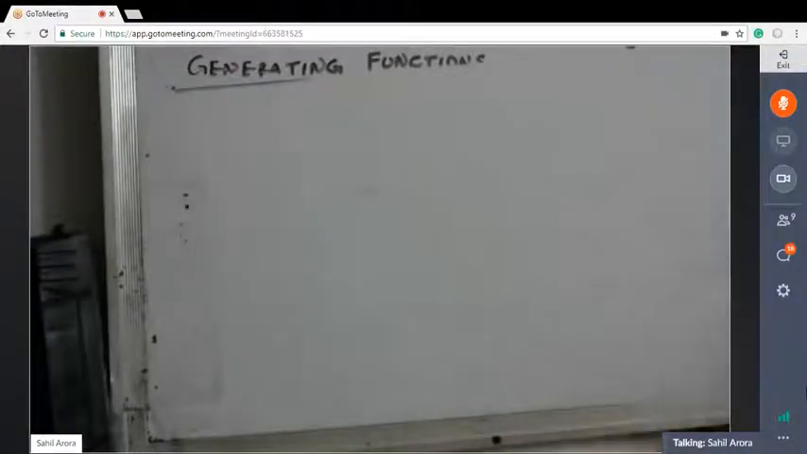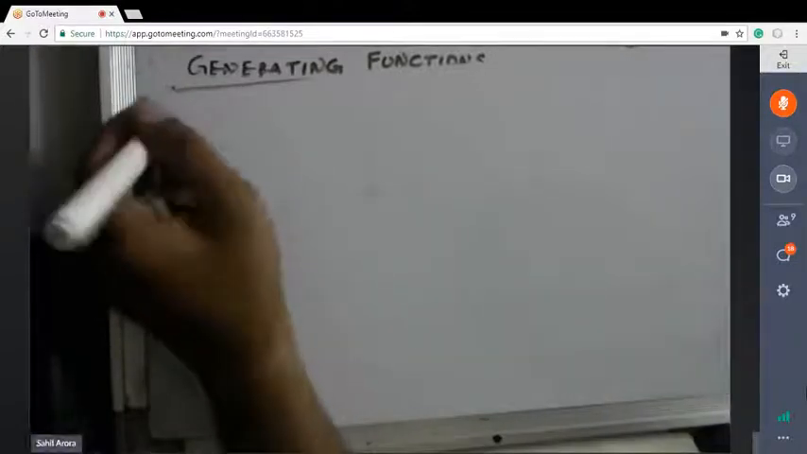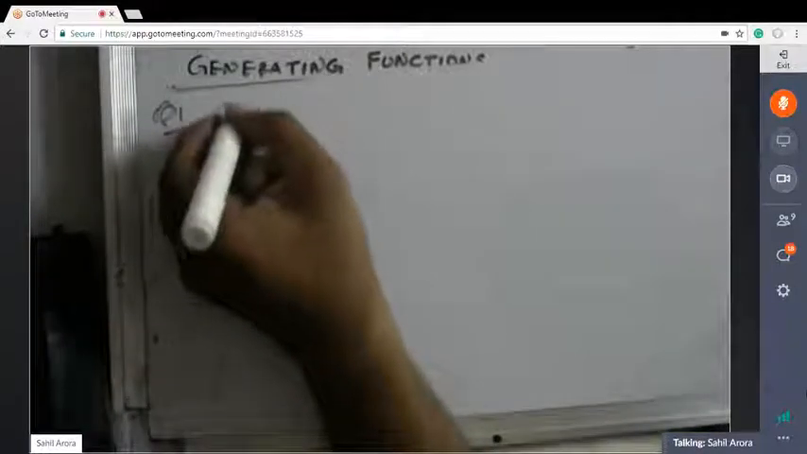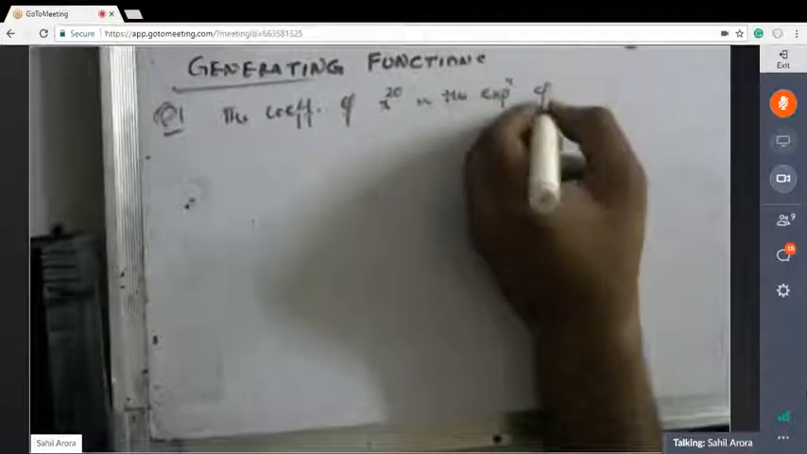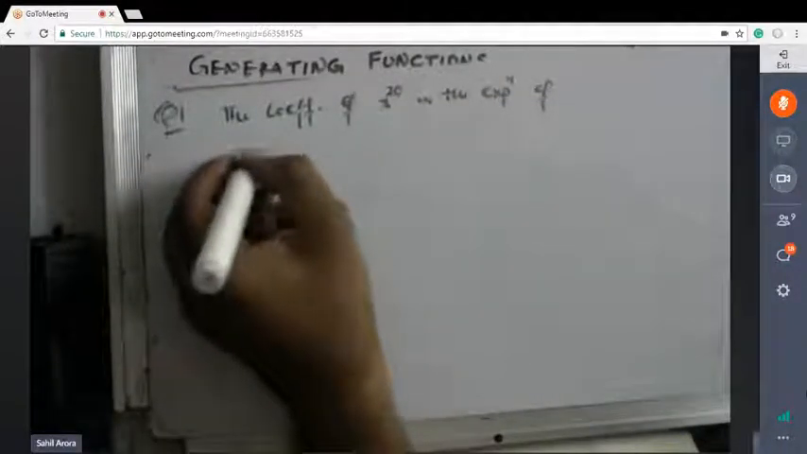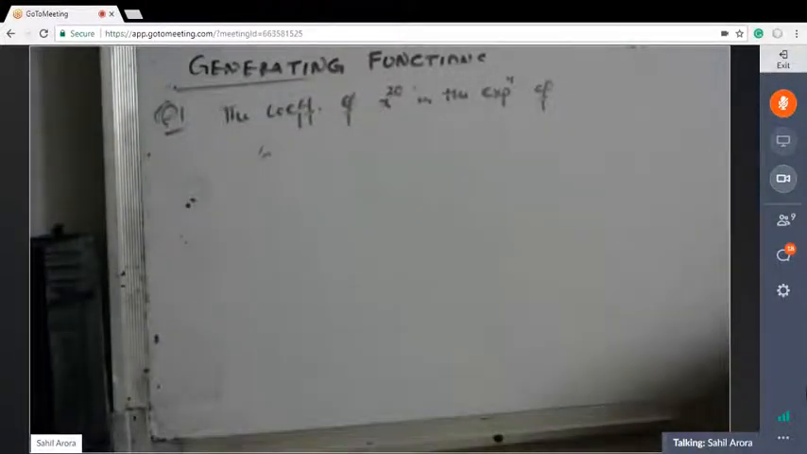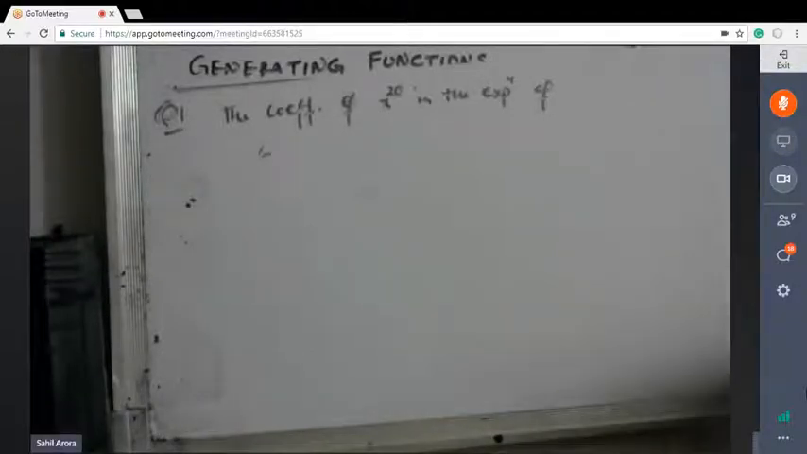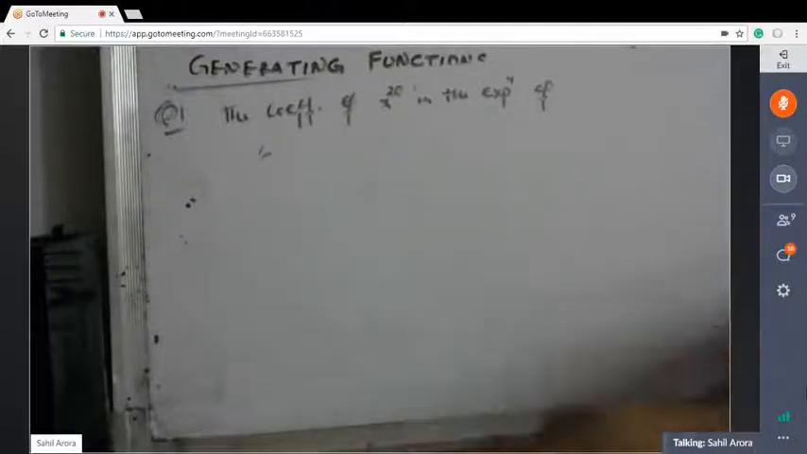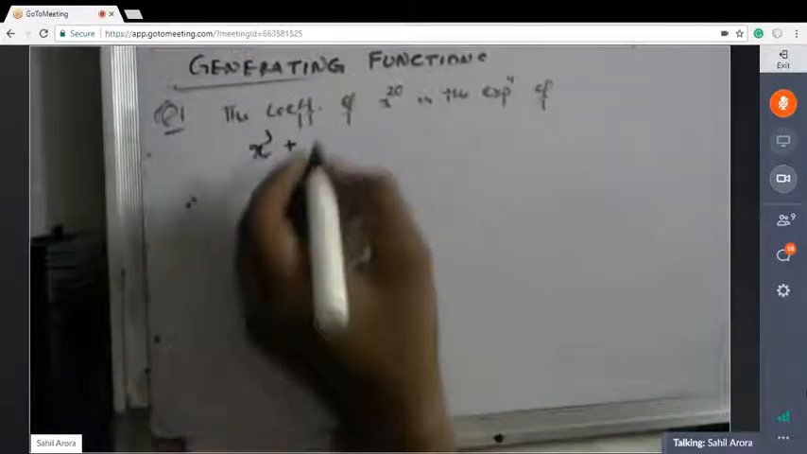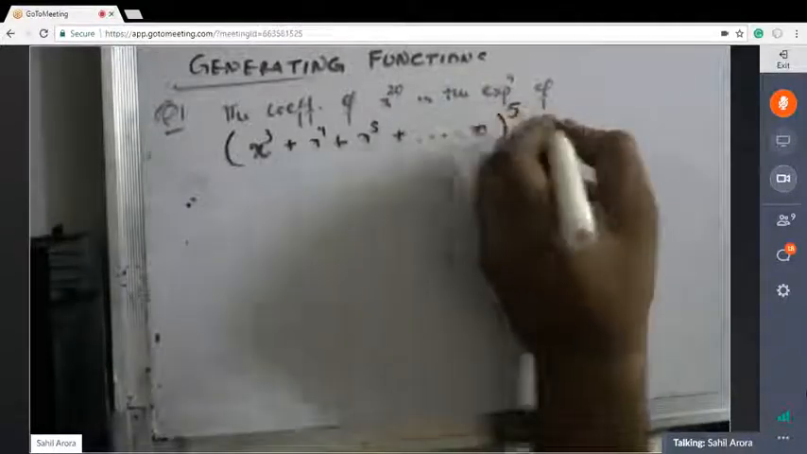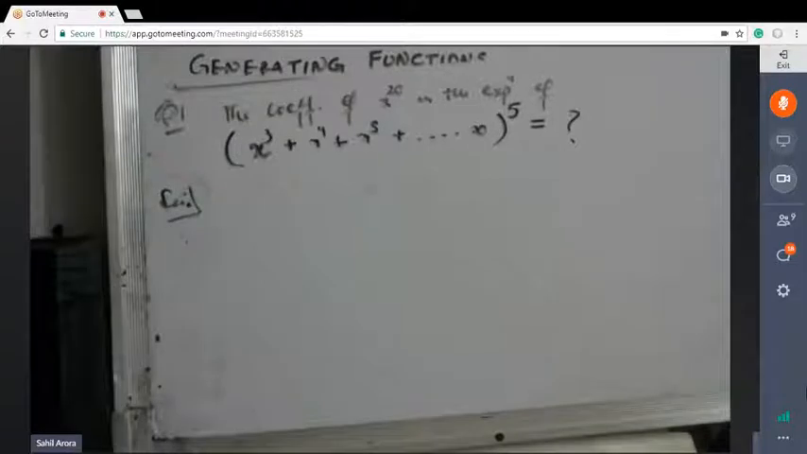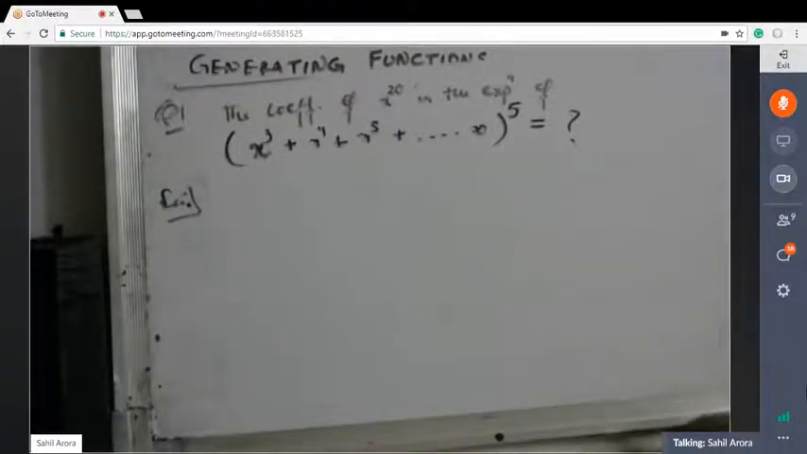Okay, so let's solve one question over this, then it will be very clear. Suppose we need to find, the question says, the coefficient of x power 20 in the expansion of (x power 3 plus x power 4 plus x power 5, so on up to infinity) whole power 5. What is it equal to?